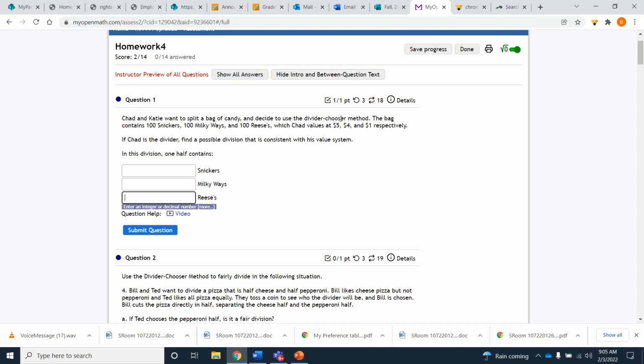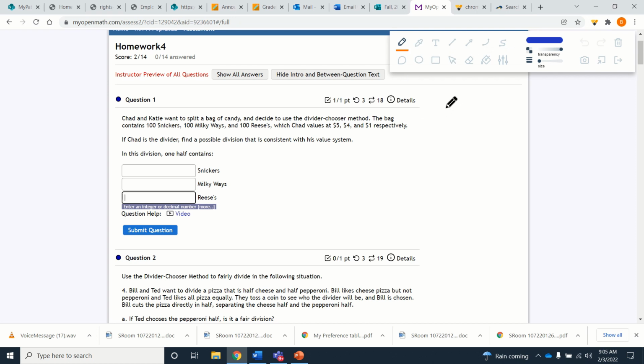in half evenly. So if he values things as $10, then half of $10 is going to be $5. So he is going to try to split this up so that he's got $5 on each of the piles that he's going to have. Now, we only have to list half of them.